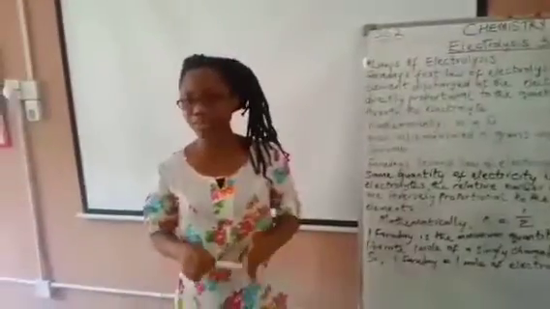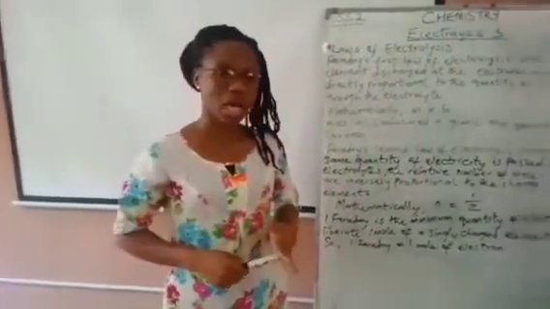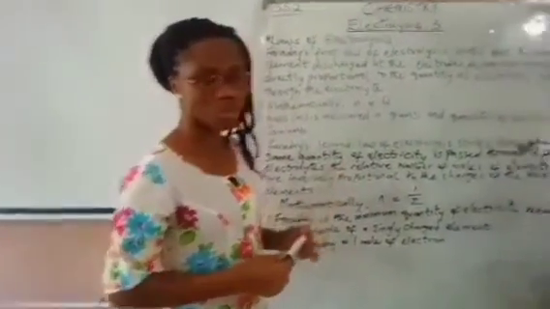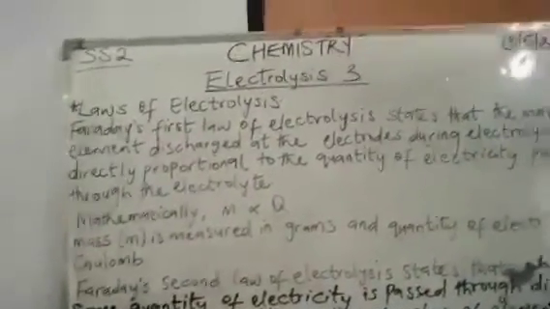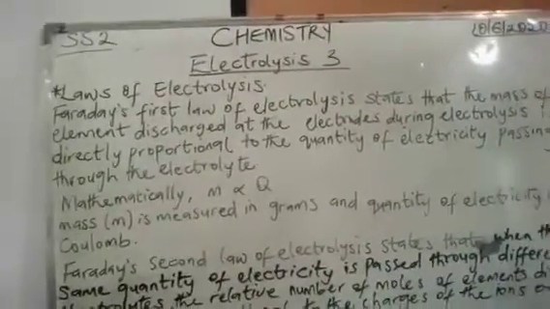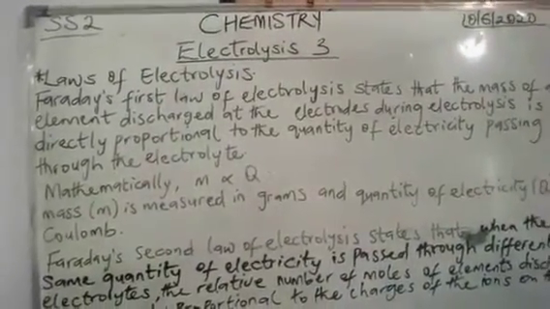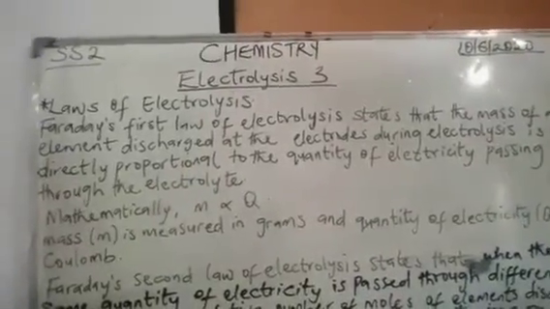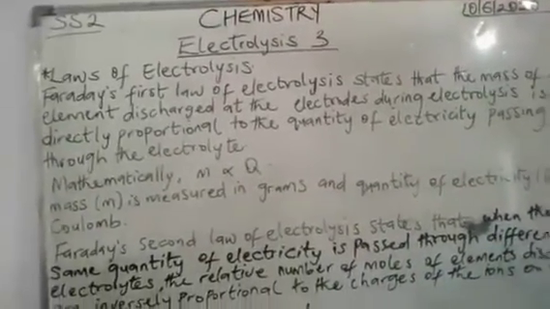Today we'll be looking at chemistry for SS2 students, and we are still looking at electrolysis. By the end of the lesson, the students should be able to state the two laws of electrolysis, write some calculations on electrolysis, and state and explain the uses of electrolysis.